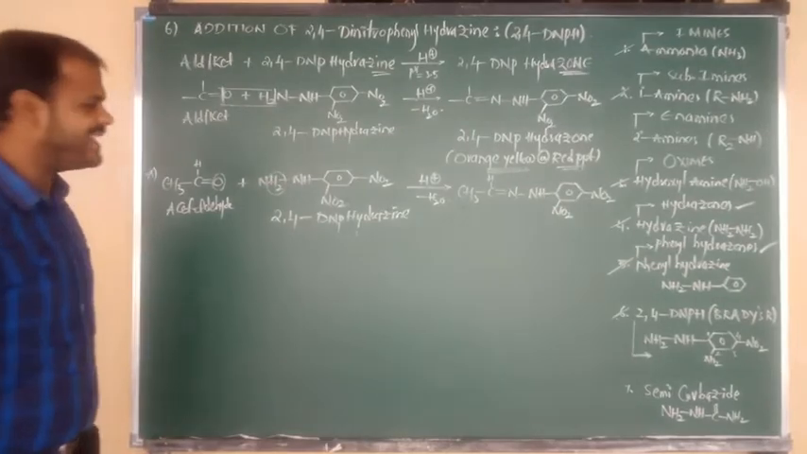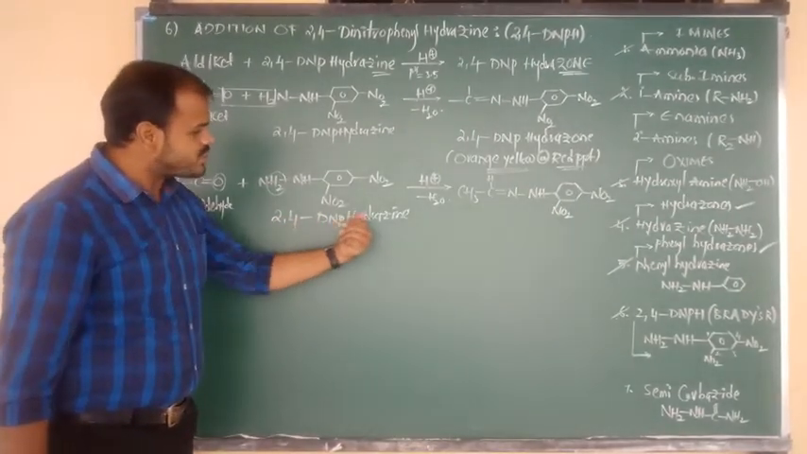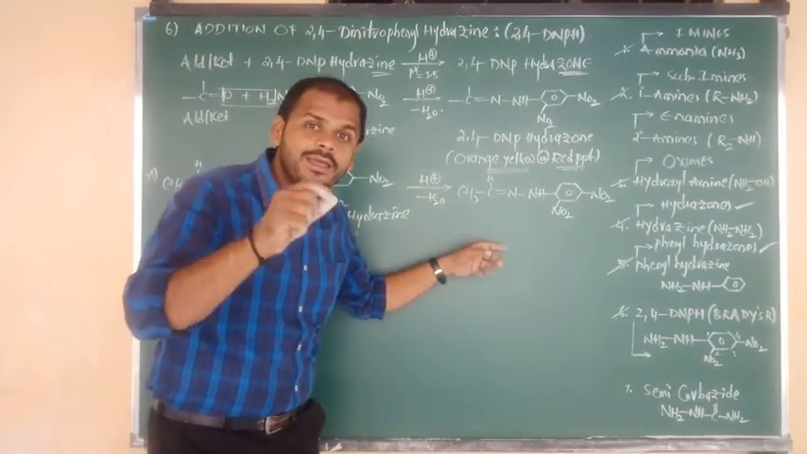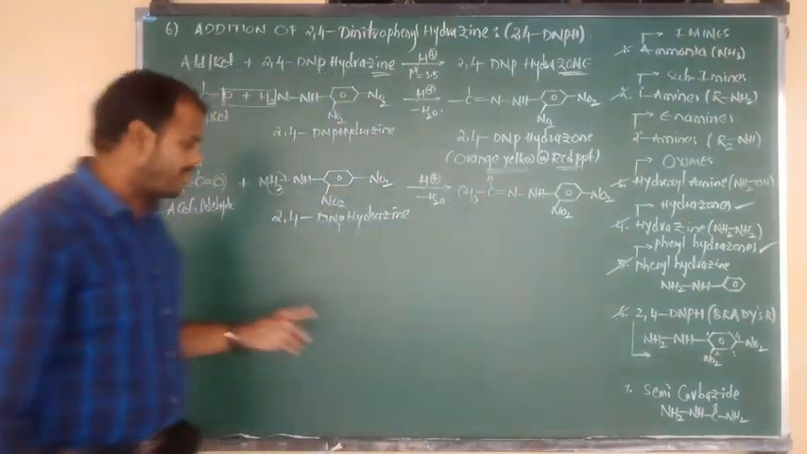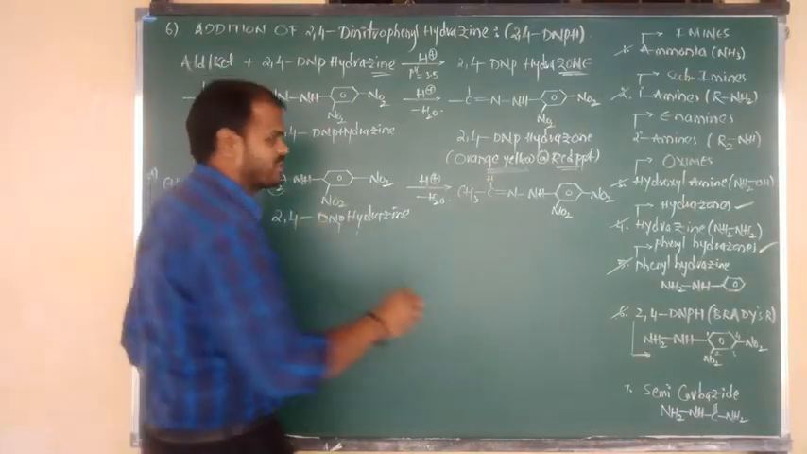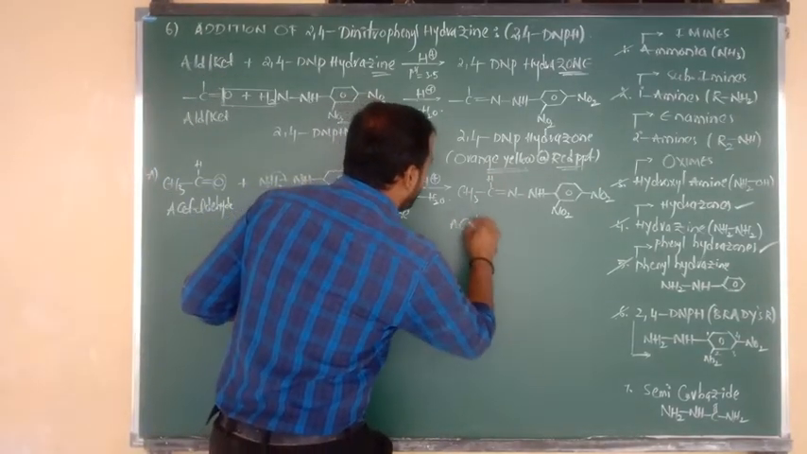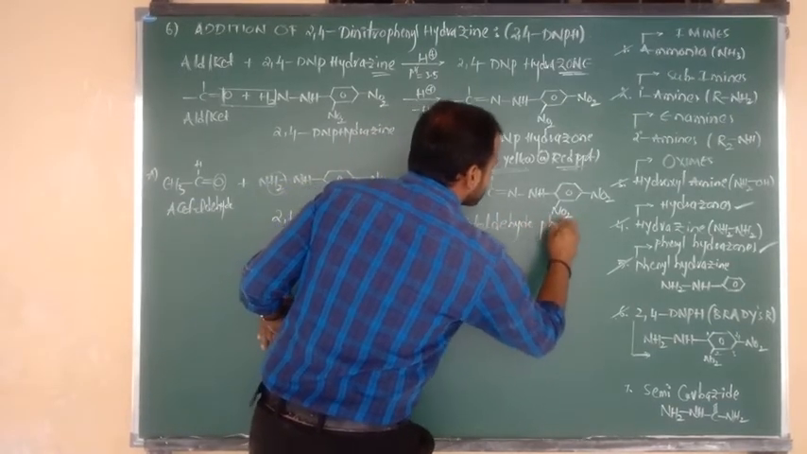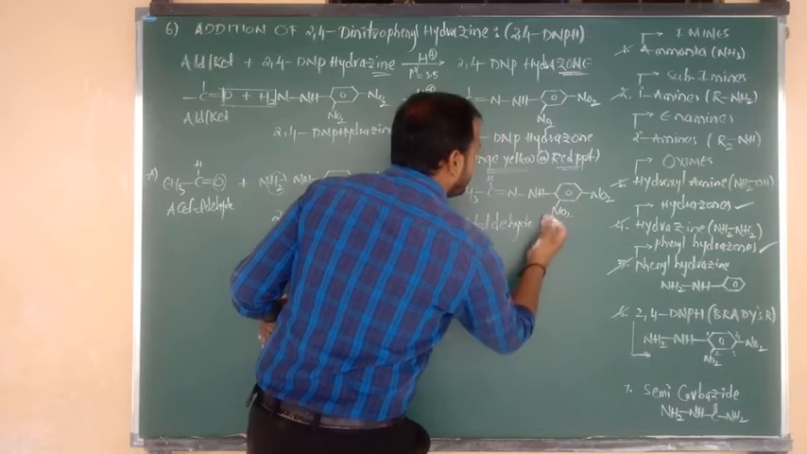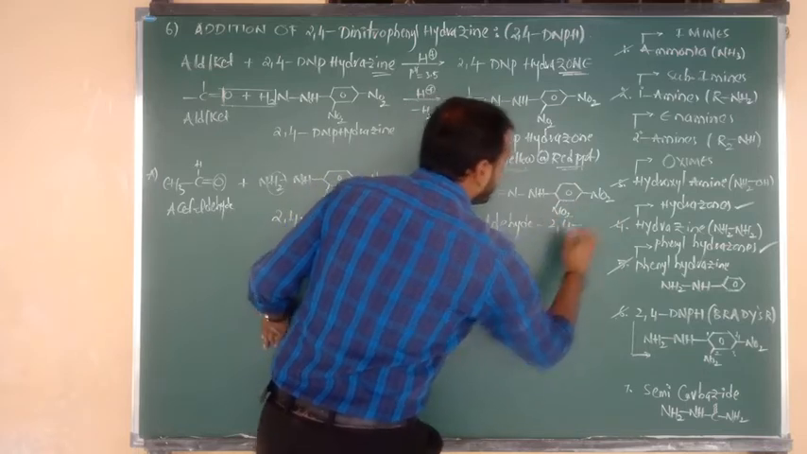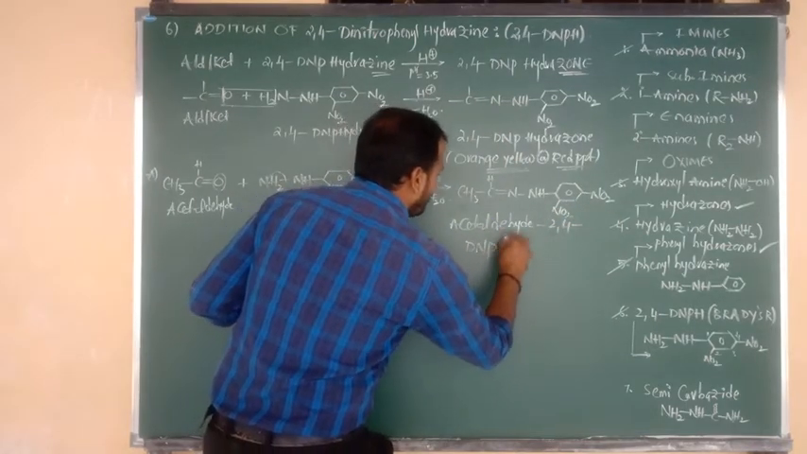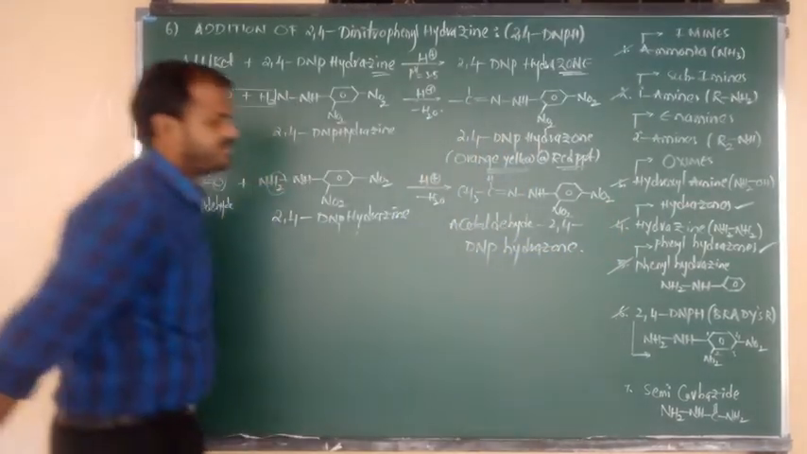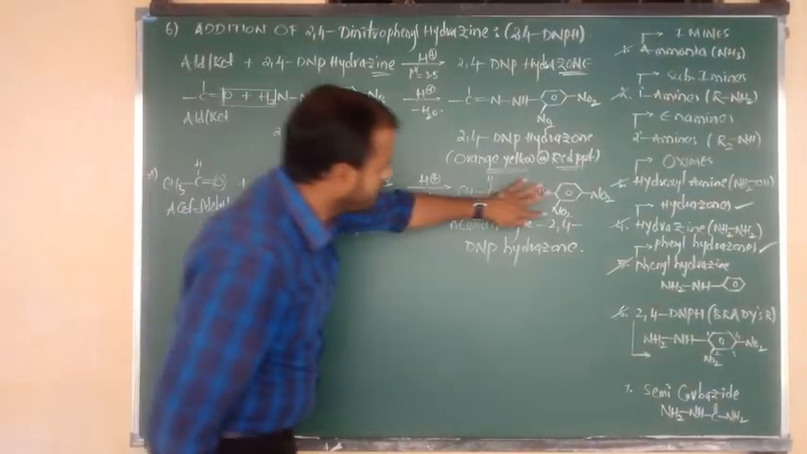So the final product is that 2,4-dinitrophenylhydrazine is converted into 2,4-dinitrophenylhydrazone, the product forming from acetaldehyde. So we have to say the product name is called acetaldehyde 2,4-dinitrophenylhydrazone. Like that we have to write the product. Okay, all of you, right.